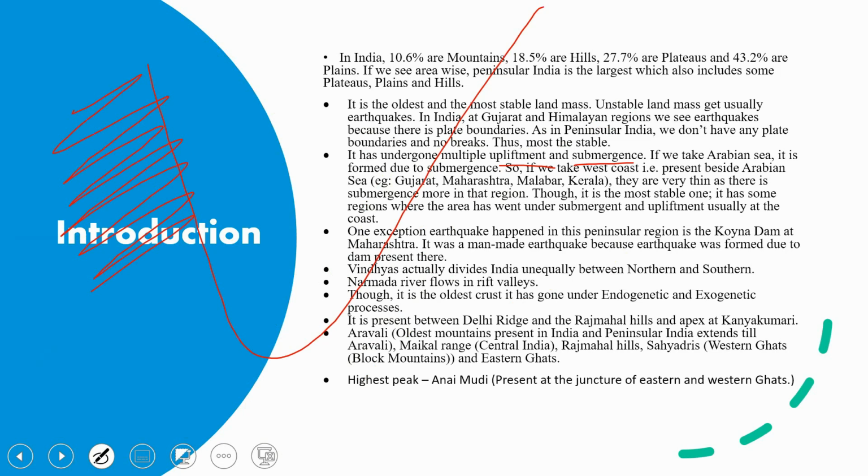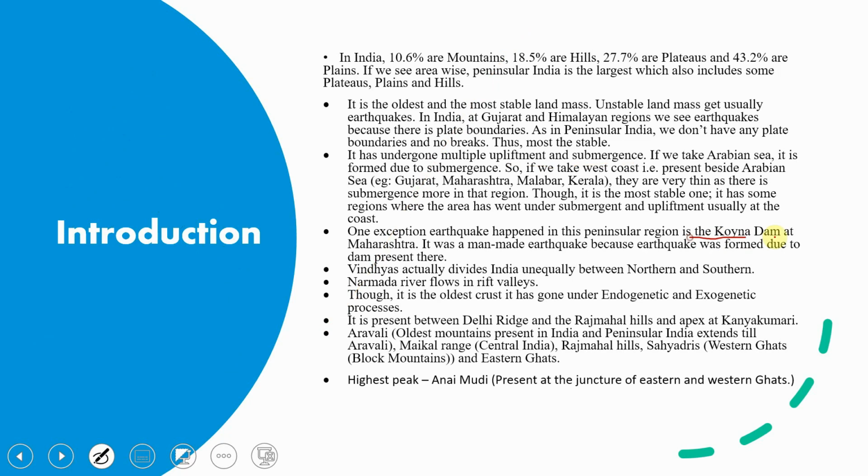Submergence means your Indian mainland has been subducted into the water. It means that it has submerged into the water. That's why we can see lots of temples found beneath the sea. Actually those lands were above the sea level, and after a period of time they got submerged into the sea. One exception of earthquake present in the peninsular region is the man-made earthquake.